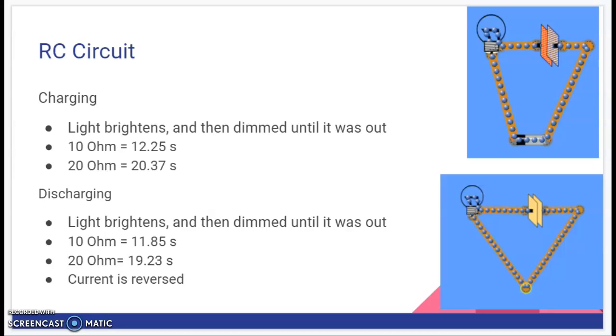Discharging, it's the same observation. The light brightens and then it dims out until it's gone. In this case, the 10 ohm resistor took 11.85 seconds, while the 20 ohm resistor took 19.23 seconds. Also, with the discharging, the current was reversed.